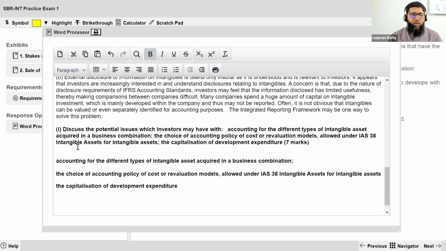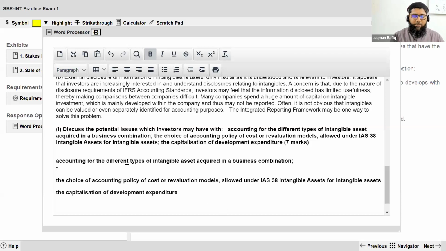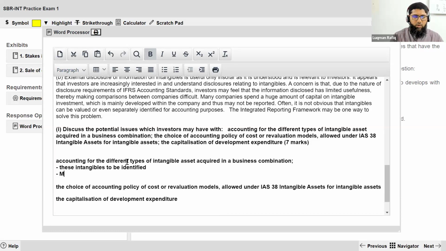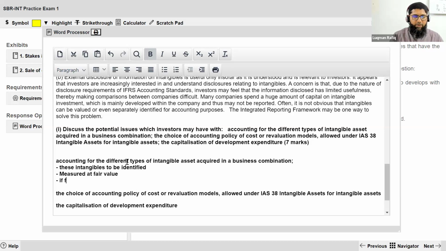Right. So for accounting for different types of intangibles acquired in a business combination, these intangibles have to be identified and measured at fair value. If fair values are not determinable at acquisition date, then these should be included within the goodwill.